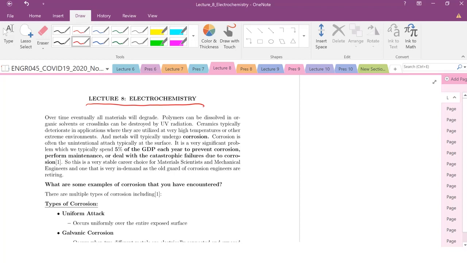field. So there are a lot of job openings if you become an expert in electrochemical reactions or corrosion. And the reason why there's a lot of job openings is because corrosion is an extremely problematic issue. So we will typically spend in the U.S. about 5% of our GDP per year to prevent corrosion, to perform maintenance, or to deal with failures due to corrosion. So really a stable career choice for you.